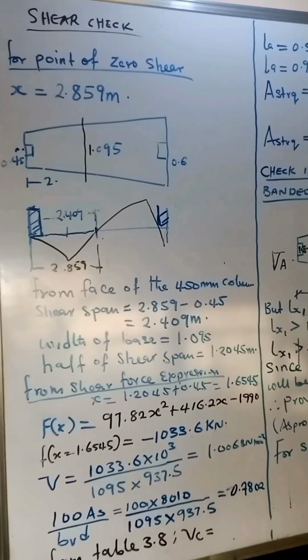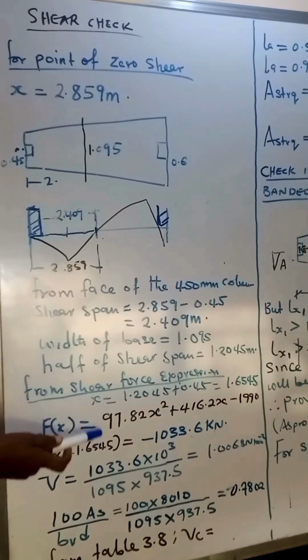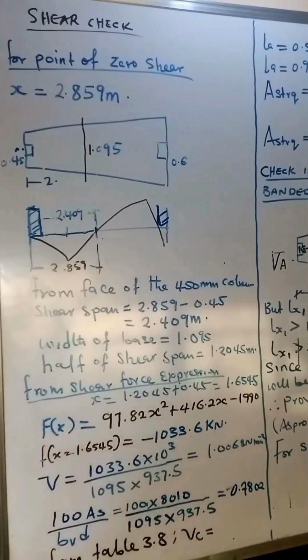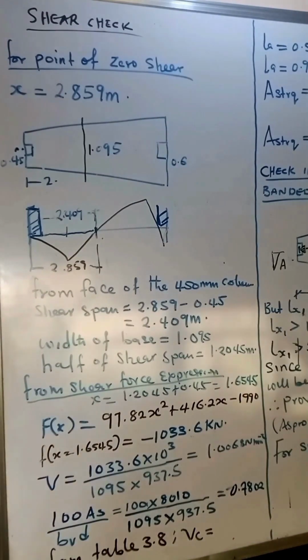1.2045. All right, but if we're taking it from the face of the column, we add this to it. So that distance becomes 1.654. We'll have it here, 1.654 meters from the zero end of the footing down to where we have half of the shear span. Okay, so having done that, we'll look for the value. The value for shear force at that point is negative 1033.6 kilonewtons. We'll have that as the value for the shear force.